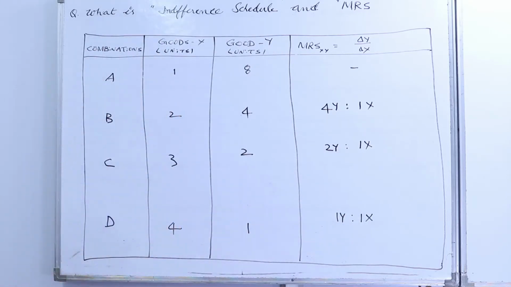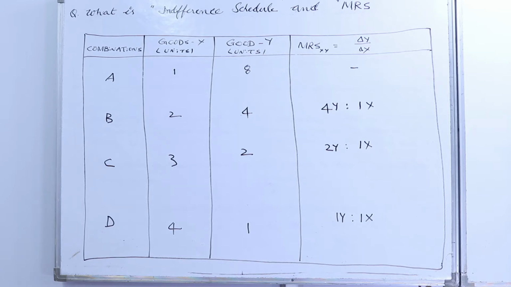I'll go over to the board here. Can you see this? What is an indifference schedule and MRS, that is marginal rate of substitution? Look at the table, the whole answer is in the table. There are 4 columns. In the first column you have combinations, that is, how many units of good X and how many units of good Y you have. In the first combination A, you have 1 unit of good X, maybe apples, and 8 units of good Y, maybe oranges. It's giving you some level of psychological satisfaction.